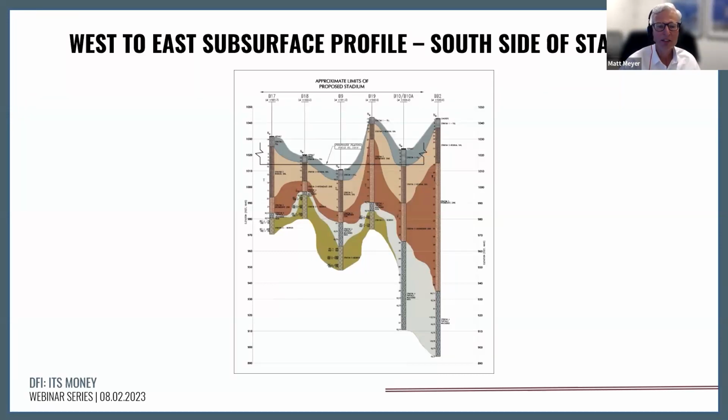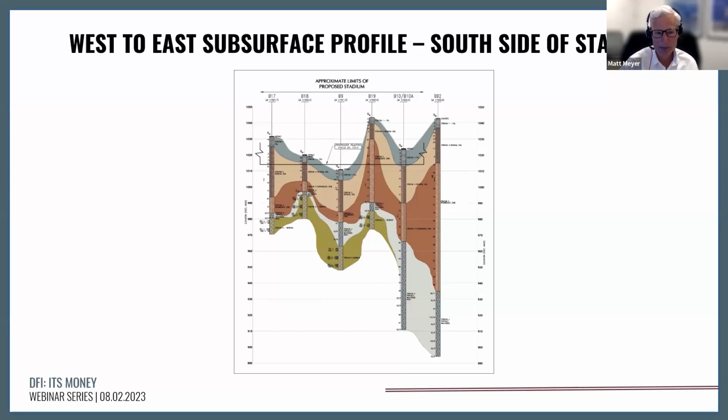This particular slide here shows you the subsurface conditions throughout the stadium footprint, focused on the south side of the stadium, going from west to east. And I really want to walk you through the stratification of the subsurface conditions encountered.